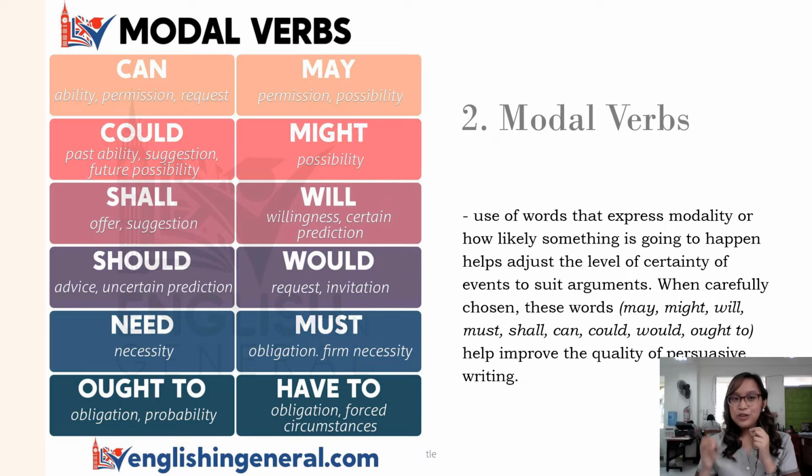Halimbawa, can you please do this for me versus do this for me. So, syempre, anong mas masarap pakinggan? Yung merong parang pangungupo in English by using modal verbs. So, can I use this? Yeah, instead of use this. That is very directive. So, ano pa?